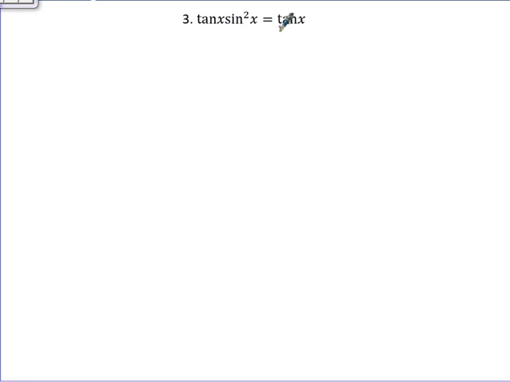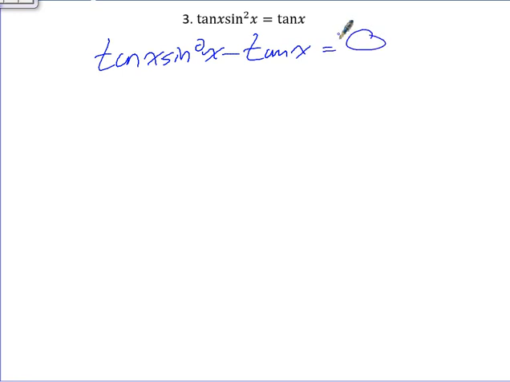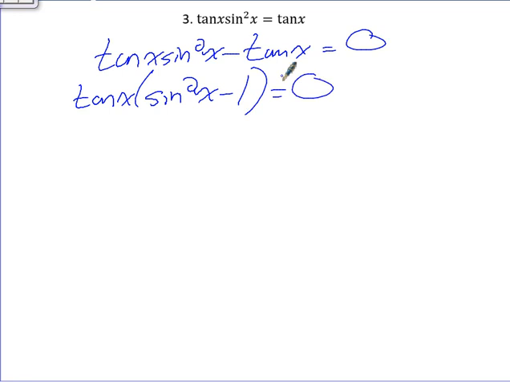So what we want to do is subtract tangent x. So you get tan x sine squared x minus tangent x equals 0. And then you're going to solve this the same way we solved the previous 2 problems. So you factor out a tangent x. You're left with sine squared x minus 1 equals 0. Set both separately equal to 0. So you'd get x equals 0 and 180 again.